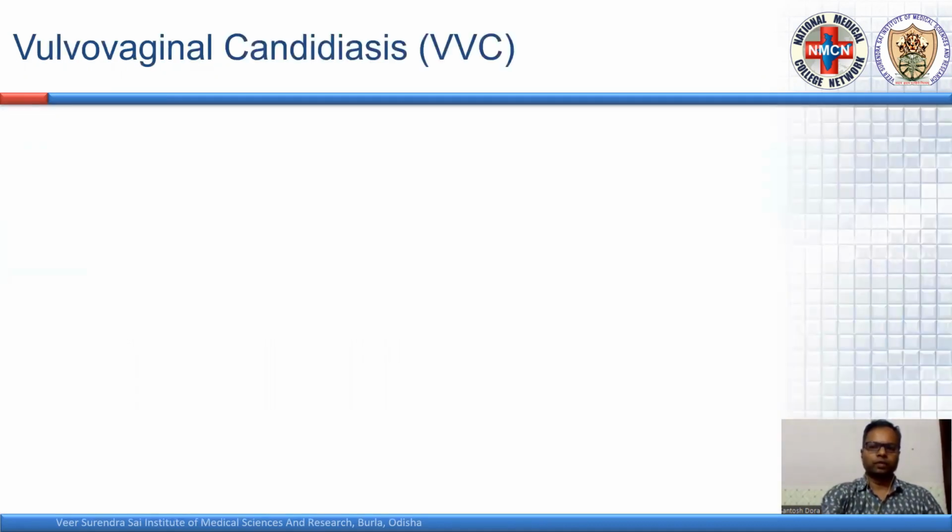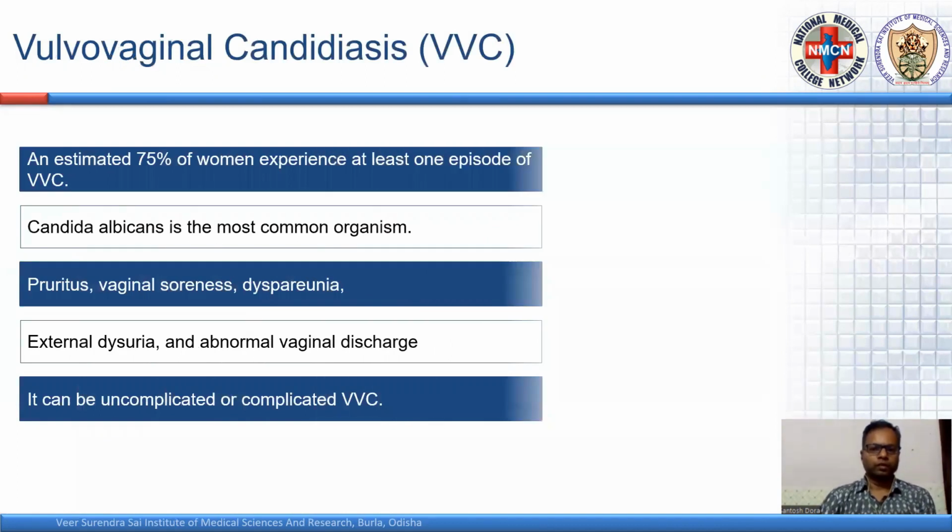Now coming to vulvovaginal candidiasis. Most women experience at least one episode in their lifetime. The commonest organism here is Candida albicans. Women commonly present to the OPD with pruritus, vaginal soreness, and dyspareunia. Besides this, external dysuria and abnormal vaginal discharge can also be seen. Candidiasis can be either uncomplicated or complicated.